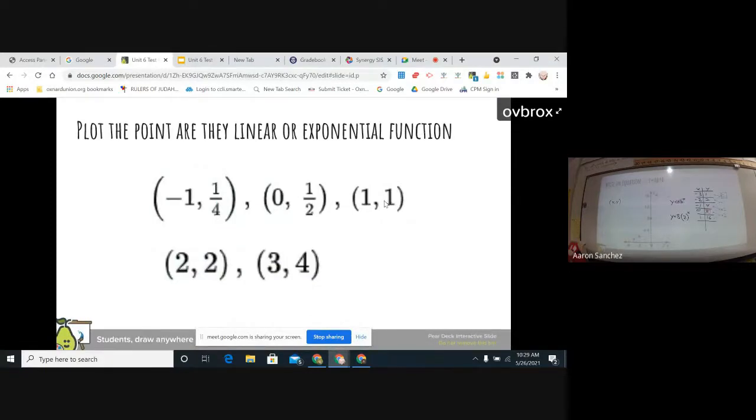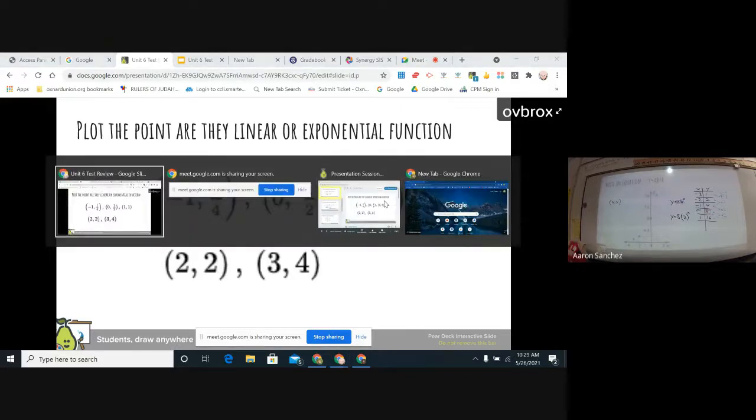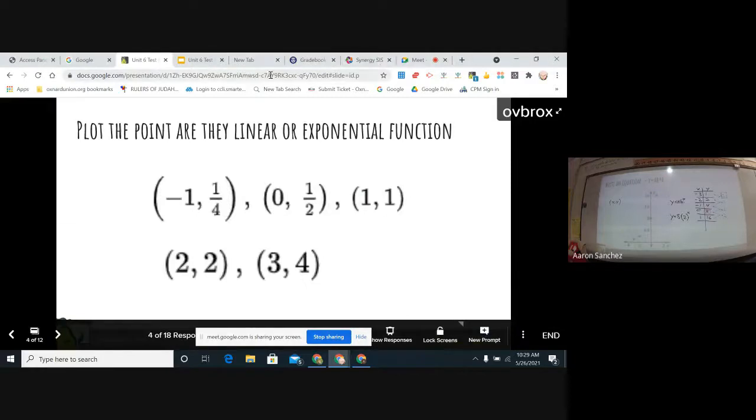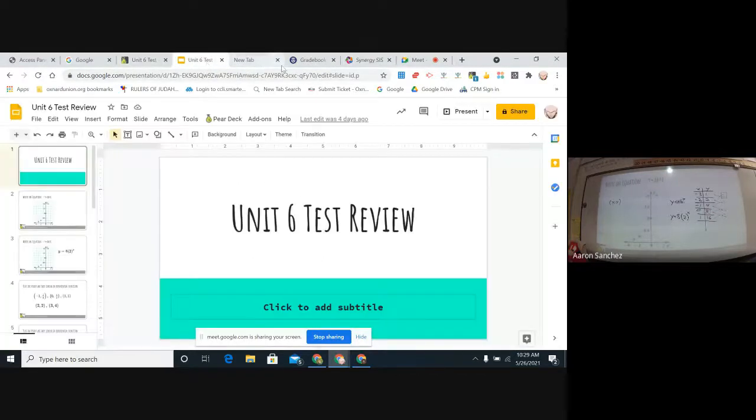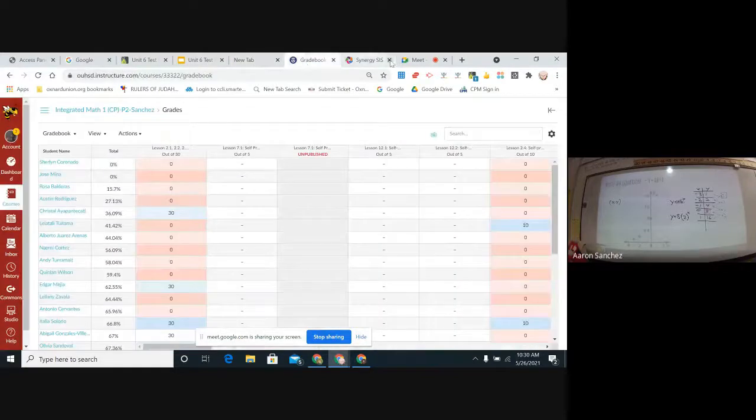Now, plot the points. Are they linear or exponential? Now, we could plot them, or we can do a chart and figure it out. What do you guys want to do? Should we plot them on a graph, or would you guys want to do a chart, or should we do both? Danny? Want to do the chart? Okay. In the class, we're voting for the chart. Well, let's do the chart.